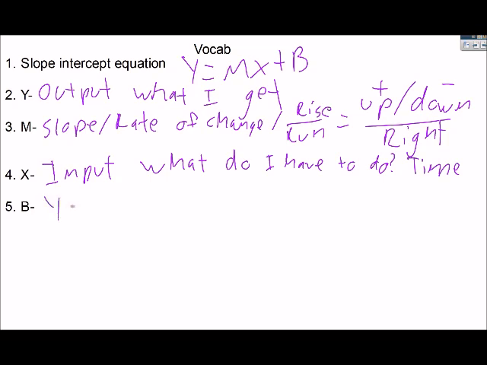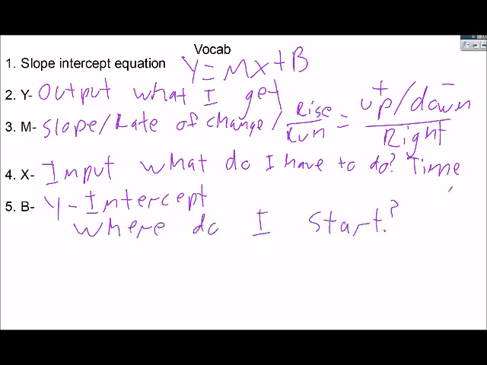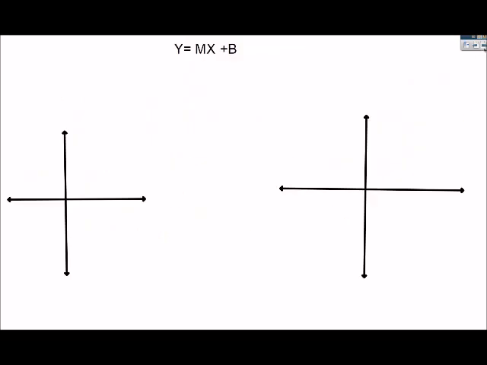B is my y-intercept. And that's where do I start? That can be how much money is already in your bank account. That could be how many hours you're going to work. But it's where do I start? So another way to view this is M is how much I move, and B is where I begin.